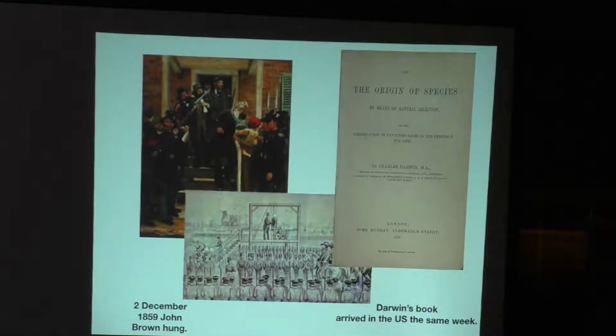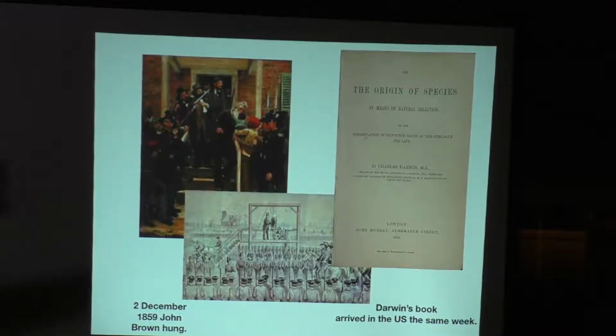All right, well, okay, now back to Darwin and how we can tie him into the Civil War. His book arrives the same week that John Brown is hung. Isn't that interesting? So the North and the South are thinking of nothing but John Brown at this point. The South is saying, it's hopeless. They're just going to keep making more John Browns up there. It's over. We've got to go to war.